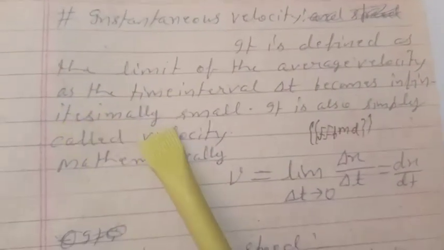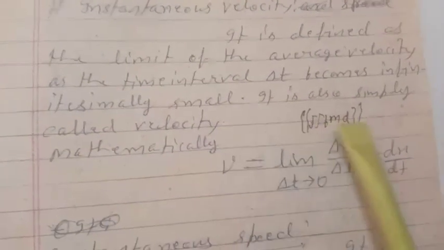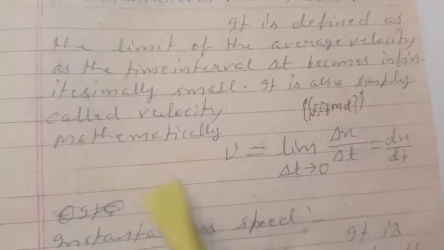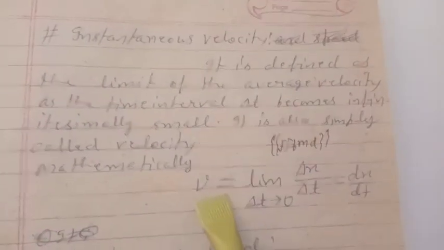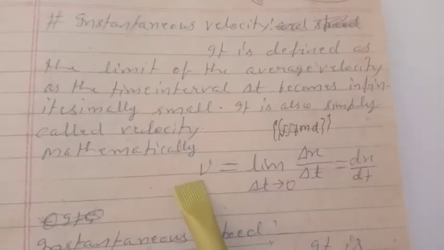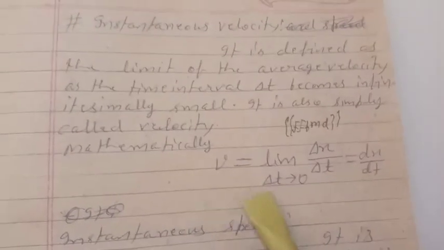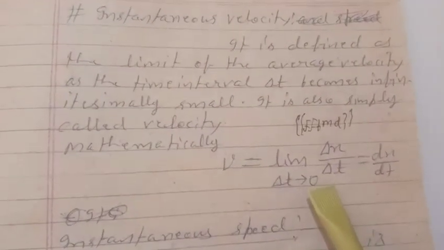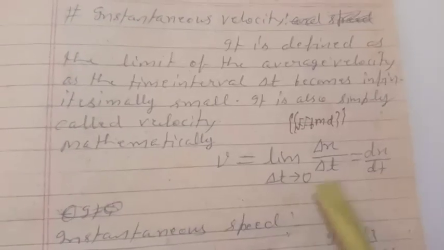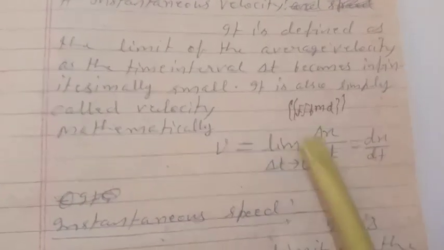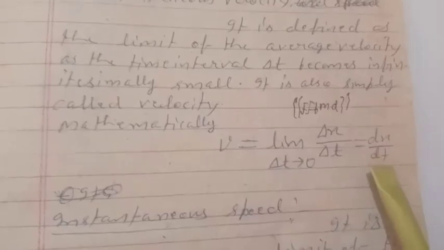Now let's talk about instantaneous velocity. It is defined as the limit of the average velocity as the time interval delta t becomes infinitesimally small. It is also simply called velocity. Mathematically, instantaneous velocity is represented by only v. v equals limit delta t tends to 0 of delta x by delta t, which equals dx by dt, because this term is written as dx by dt.